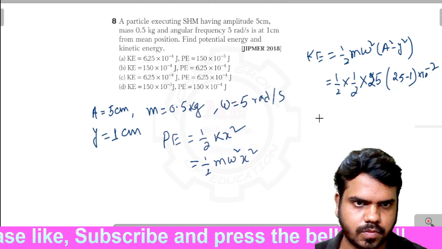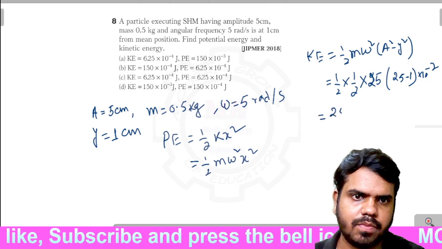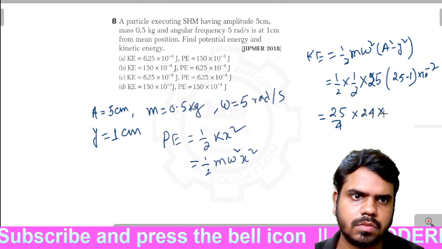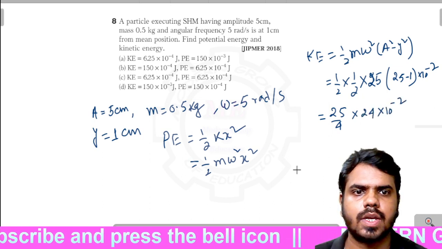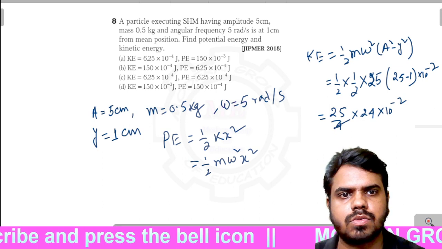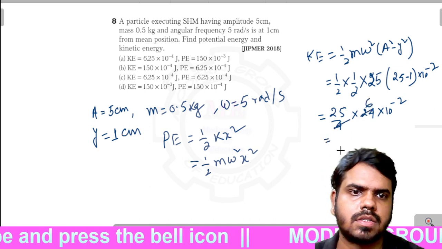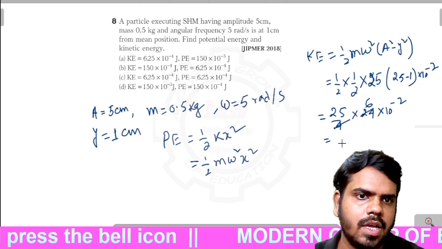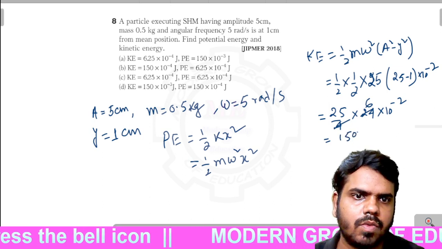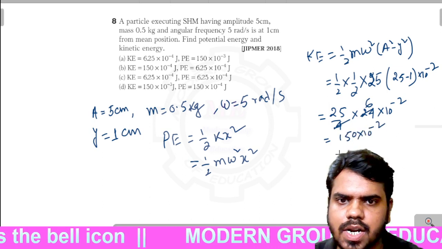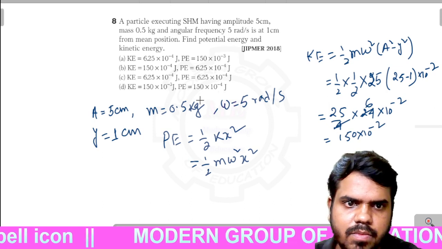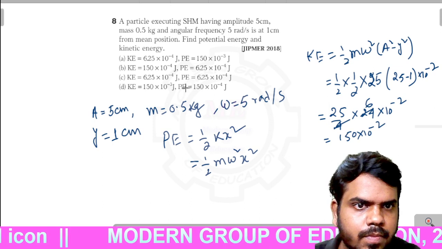So this is 25 by 4 into 24, into 10 to the power minus 2. Okay, so 25 into 6, that means 25 into 4 is 100, and this is 150. So the kinetic energy is 150 into 10 to the power minus 2, there is no option.